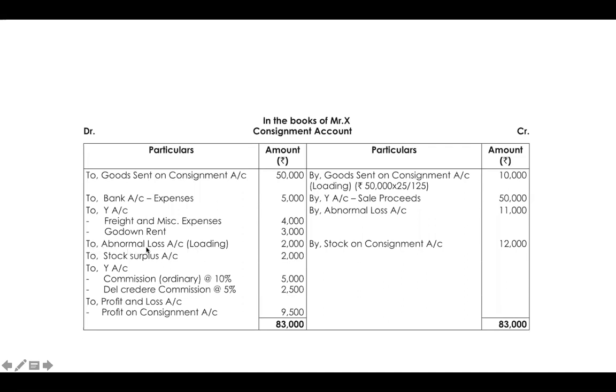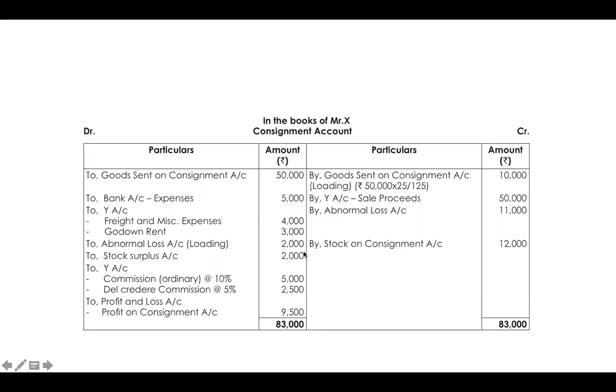What is that? To abnormal loss. Here you're writing by abnormal loss. This is a total loss. In this, 2,000 is the profit loaded. That profit loaded is removed by taking a contra entry, to abnormal loss, in bracket profit loaded, 2,000. And likewise, there is profit loaded in closing stock. 12,000 is the closing stock, but there's 2,000 profit loaded. What do you do to remove that? Eliminate that profit loaded. You will take an opposite entry to stock, the unsold stock or stock surplus, 2,000.